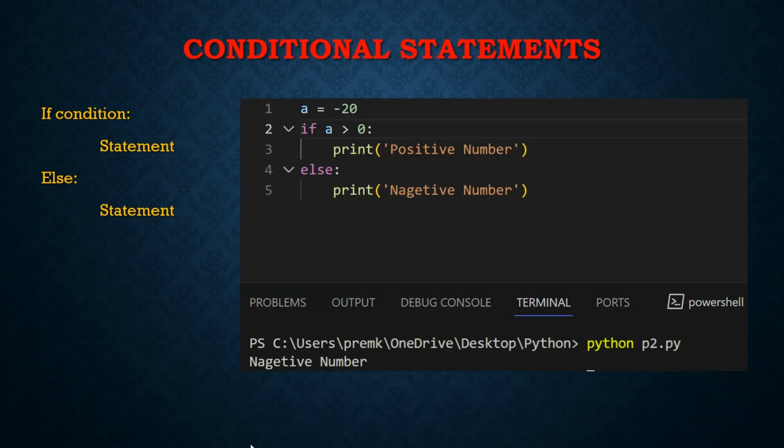Let's take a simple example, where I initialize a variable a with the negative number minus 20, and the if block condition is if minus 20 is greater than 0, I need to print positive number. If it is not greater than 0, if it is not a positive number, then automatically the if condition fails, then it will go to the else part, and whatever I gave in the else part will be executed. In the else part I gave print negative number, and in the console I'm getting negative number as our output.